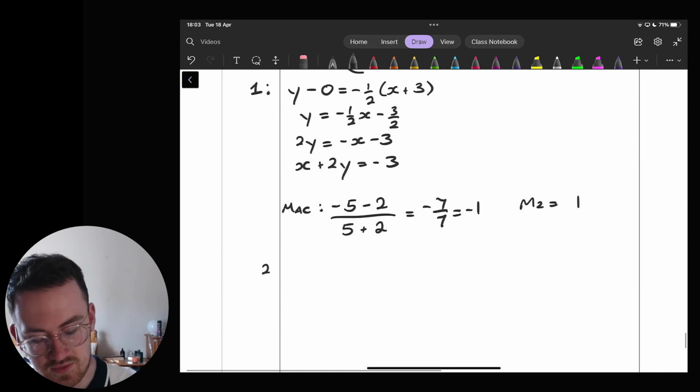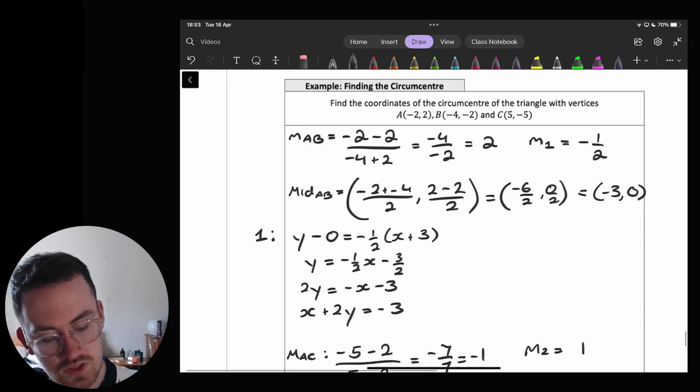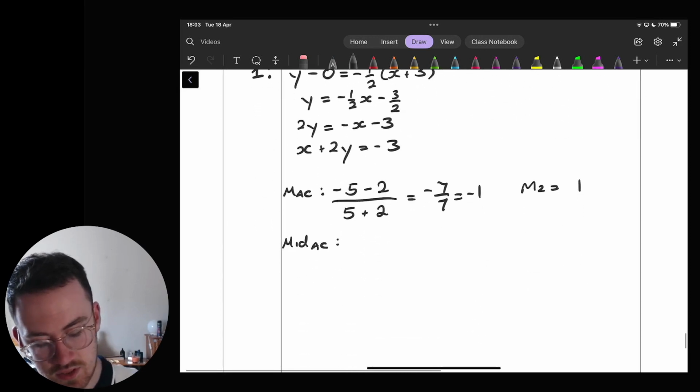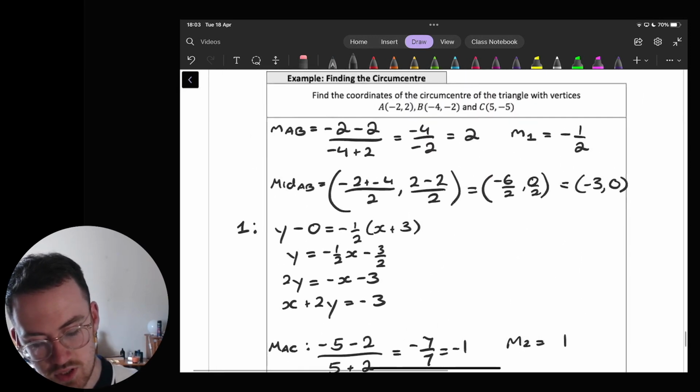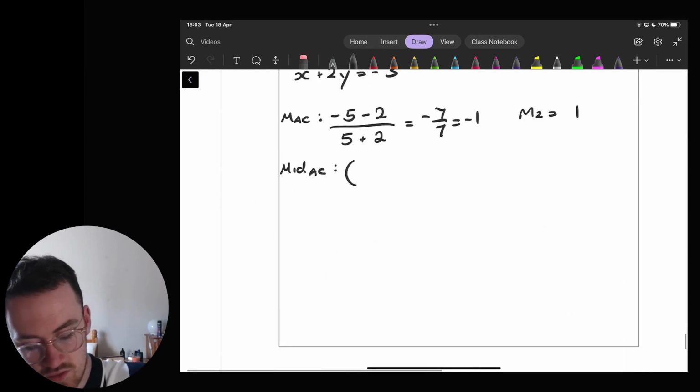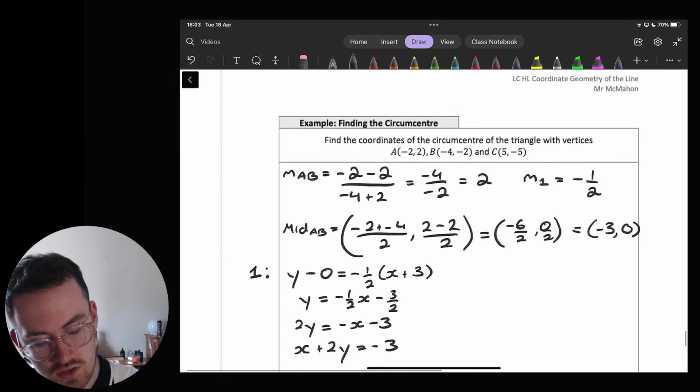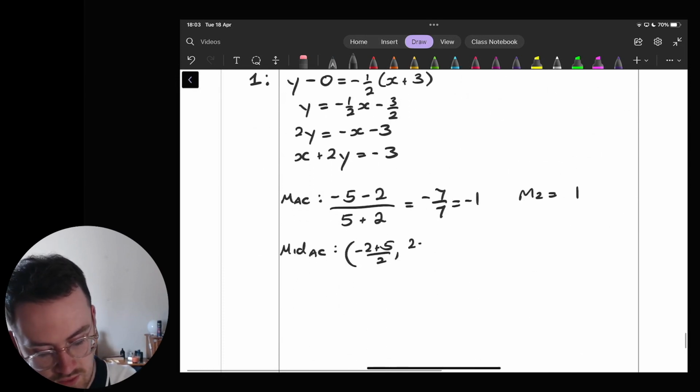Then again, we need to find the midpoint of AC. So the midpoint of AC is going to be minus 2 plus 5 over 2, and 2 minus 5 over 2. And that is going to give me 3 over 2, minus 3 over 2.